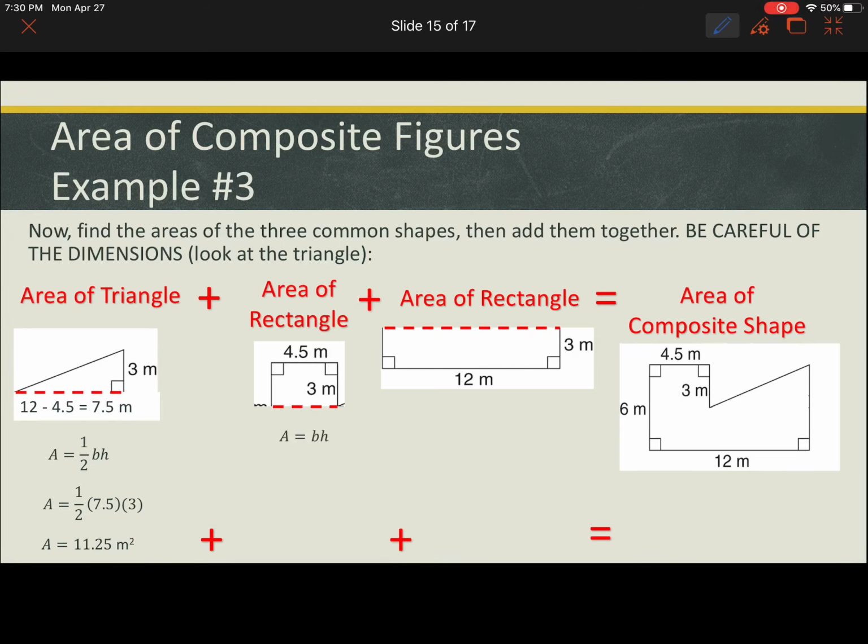Area of the rectangle, simply base times height. Substitute in what we know, and we get an area of 13.5 meters squared. And then the area of the longer rectangle, again, base times height. 12 times the 3 gives us 36 meters squared. So the area of the composite shape is going to be the combination of those 3 areas. 11.25, 13.5, and 36. And we have 60.75 meters squared.